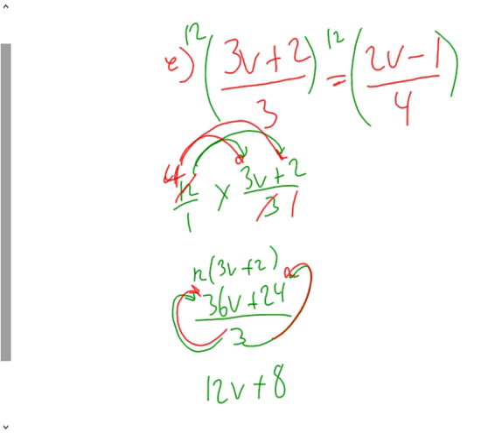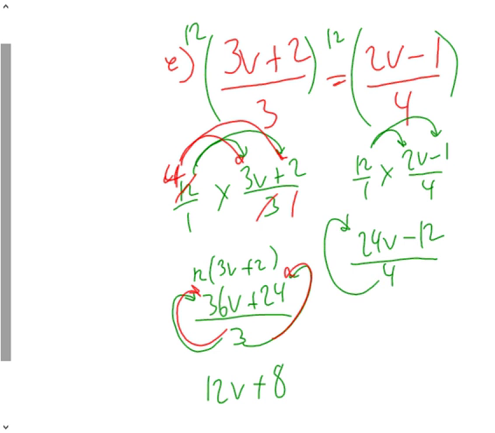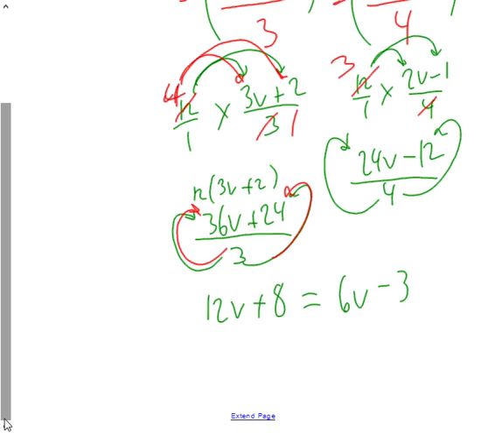Now, on the other side, if you have 12 over 1 multiplied by 2v minus 1 over 4, if you don't cross-reduce, you use distributive property in the numerator, 24v minus 12 over 1 times 4, which is 4. Then you got to do this, which makes 6v minus 3. Okay, but of course, if you cross-reduced, like all intelligent children should do, you would have still gotten 6v minus 3. Okay, now we got an equation that's manageable.